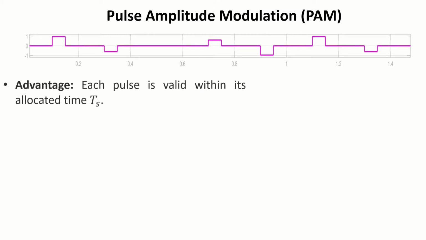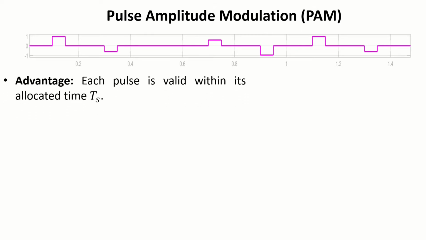Now in pulse amplitude modulation, the main advantage is that each pulse is valid within its allocated time Ts. So this is our Ts, and each pulse is available within that. That is, we do not have this pulse interfering with the successive symbol or pulse.